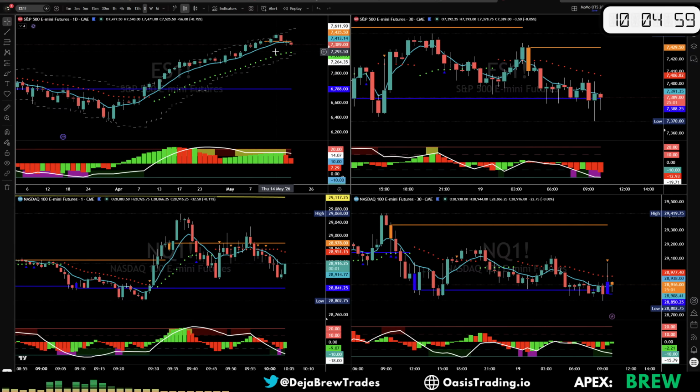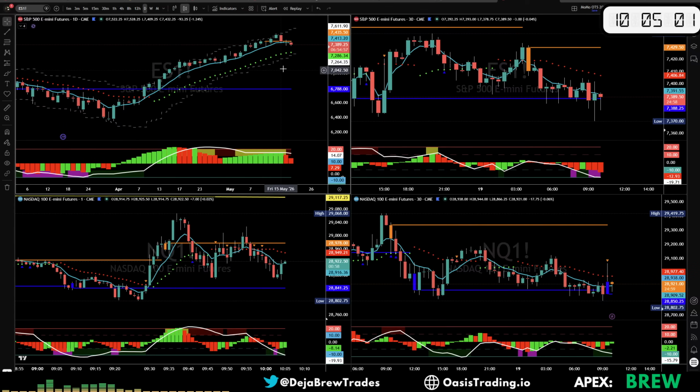There's that daily pivot we talked about. First orange pivot in a very long time. We swept it, and we're holding below it. So holding below 435, not looking too good.